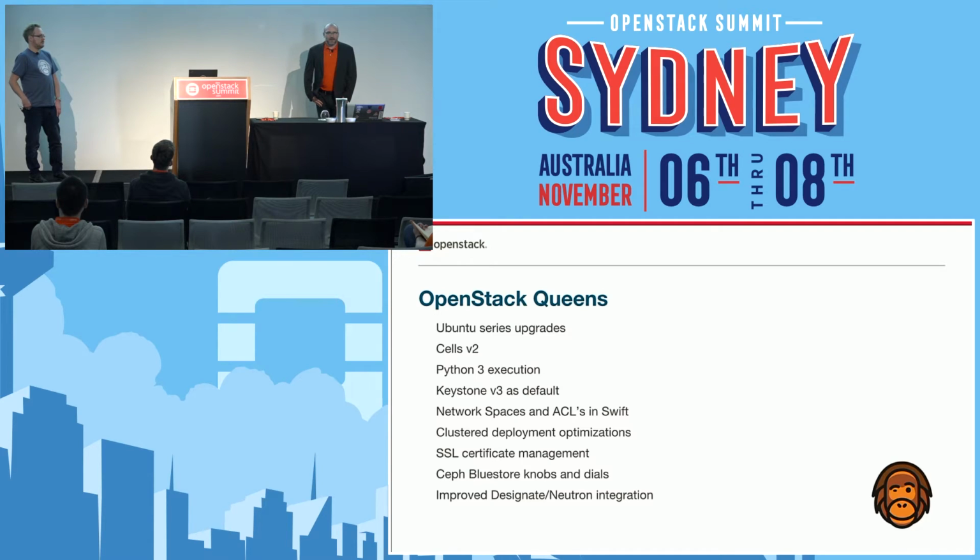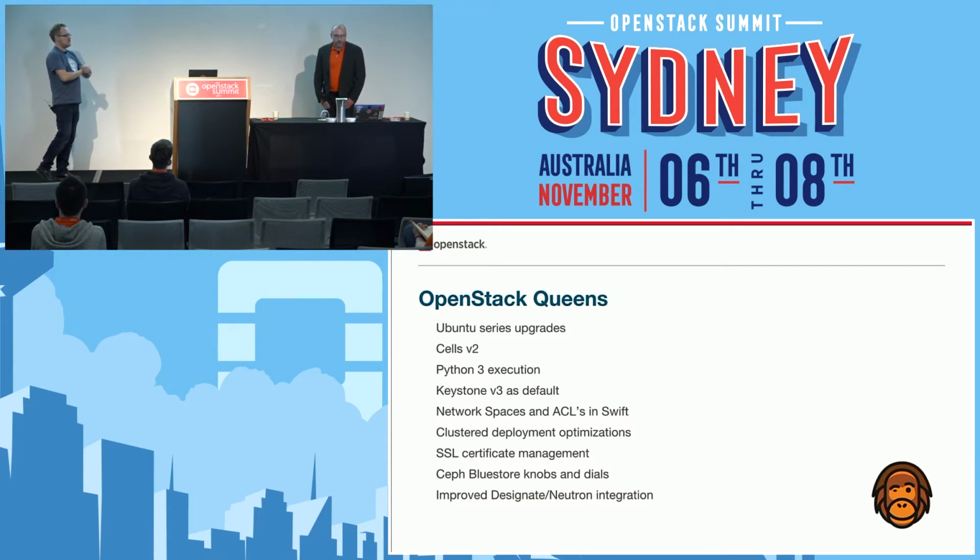And so in this coming cycle, we'll deliver support for that Ubuntu series upgrade, which will allow, for example, a Trusty Liberty cloud to be upgraded to Trusty Mitaka, and then Xenial Mitaka, and then Xenial Ocata on up to current, right? So that's a pretty big piece of work.